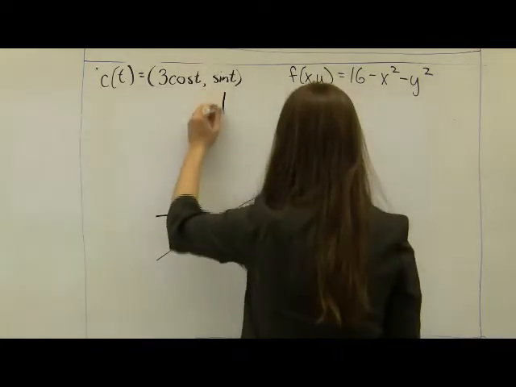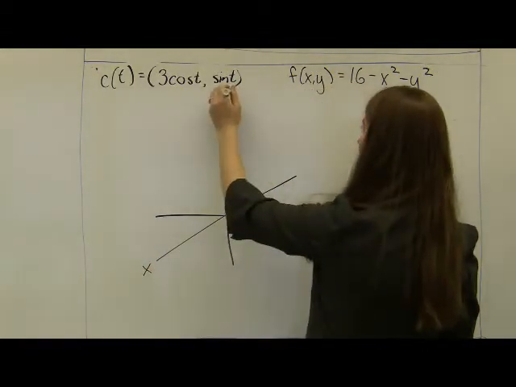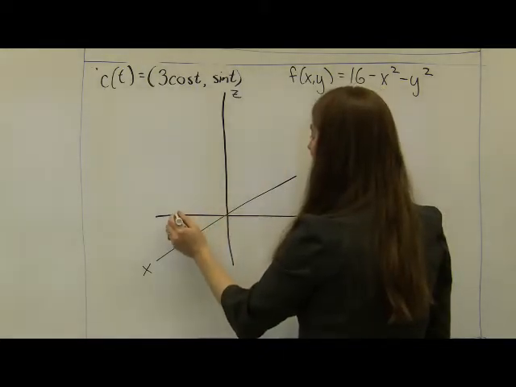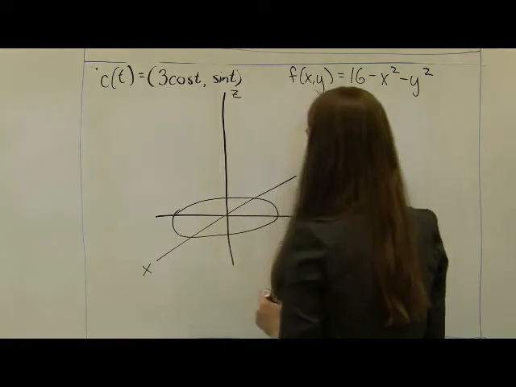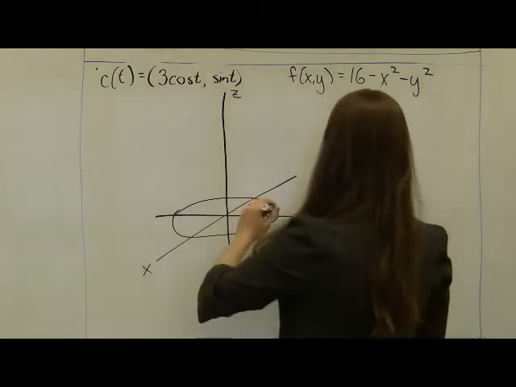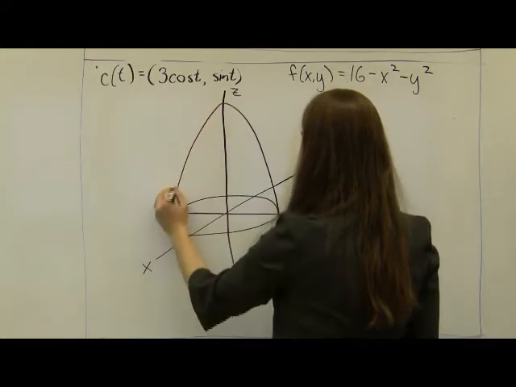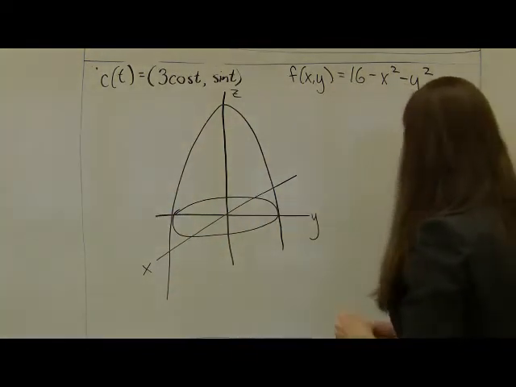So let's take a look at this clean graph. I'm going to set up my axes. Here's my x-axis, my y-axis, and my z-axis. First, I'm going to draw my mountaintop. I know that in the xy plane it has a circle of radius 4. And in the yz plane we have this downward facing parabola. So that's sort of the look of my mountaintop.